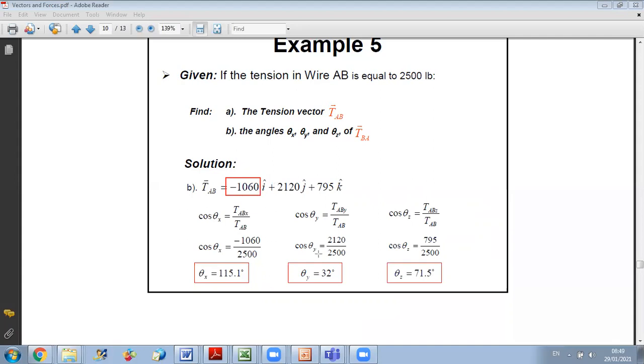And to verify your result at the end, to verify that your three angles are fine, you can do cosine square theta x plus cosine square theta y plus cosine square theta z. You should get 1. Any question on this problem?